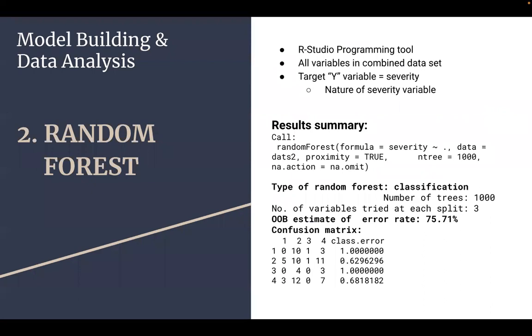And then we moved on to our random forest model. For random forest, I also used the RStudio programming tool. And again, we're using all the variables in the combined data set, and we're using the severity variable as our target Y variable. The nature of the variable is important to mention, since severity has 4 levels based on severity of injury: 1, 2, 3, 4. I used the random forest model in R for classification to assess the predictability for the severity variable. So to predict the level of severity that the injury would be.